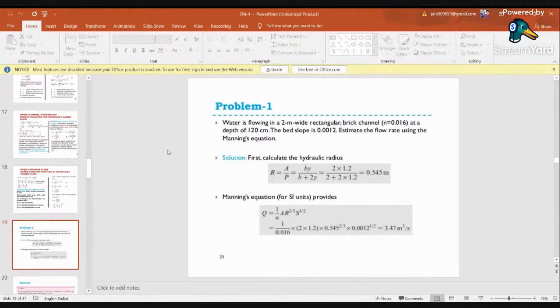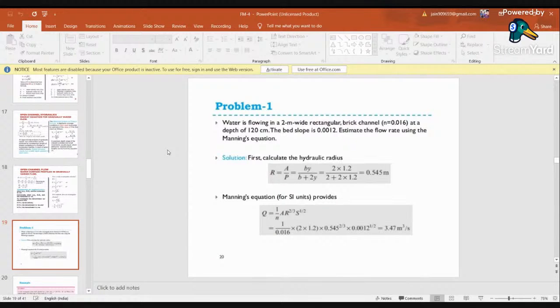The bed slope is 0.0012. Estimate the flow rate using Manning's equation. Okay, a simple problem is given. You have to find out the flow rate, that is the discharge. Discharge by Manning's equation can be calculated as Q = (1/n) A R^(2/3) S^(1/2).